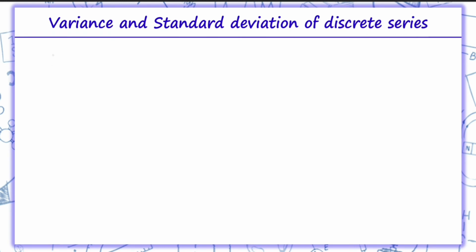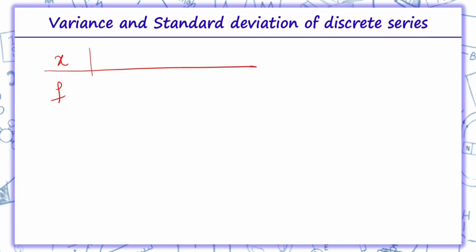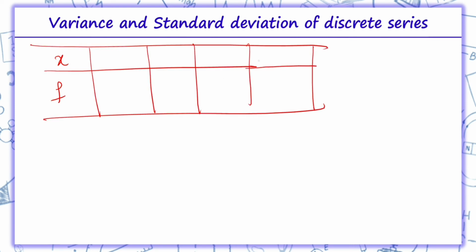A discrete series is one where we are provided with x and with f terms, like this. Over here x is 3 and its frequency is 5. X is 5 and frequency is 6. Then x is 2, frequency is 8. Then 1 and frequency is 3. This series is called a discrete series.